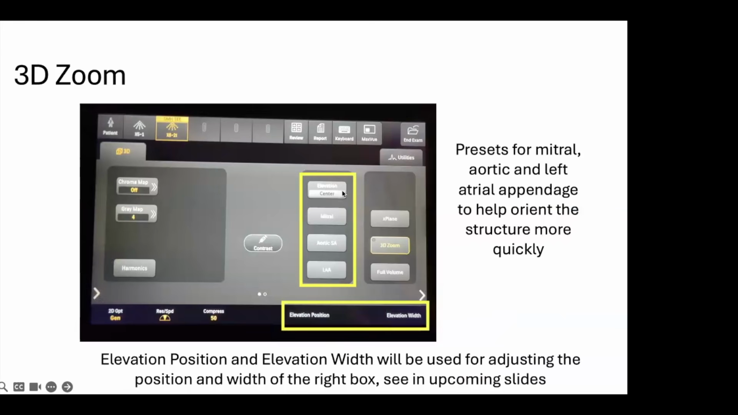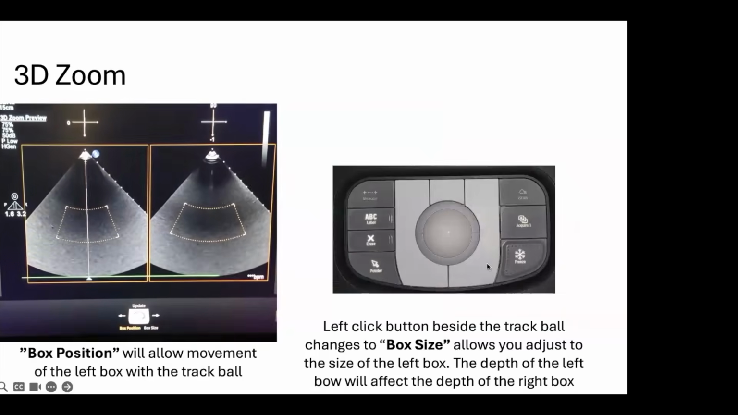When you press 3D zoom, the console will have these presets for mitral, aortic, left atrial appendage. I tend not to use these. I don't find these entirely helpful for myself, but you may find them, so it's worth experimenting with if you wish. These elevation, position, and width knobs on the bottom here, I bring your attention to these because these will be very important for adjusting the boxes to get the right box for what you need.